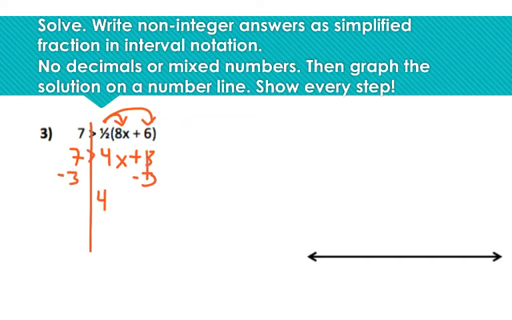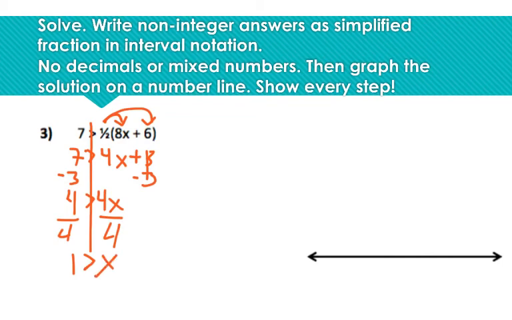So we get 4x. That's going to be less than 4. 7 minus 3 is 4. So now we're going to divide by 4, because we have 4 times x. And we get 1 is greater than x.